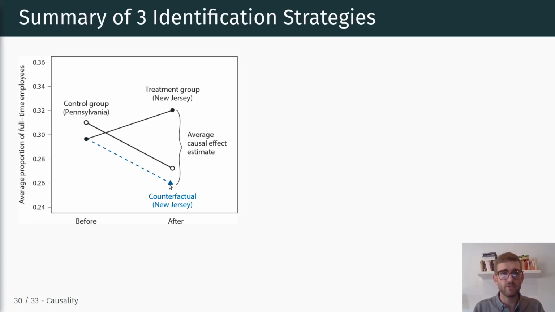So the counterfactual New Jersey would have been parallel, and if New Jersey hadn't increased the minimum wage, it would have a lower proportion of full-time employment and would be down here, right? So the average causal effect, the difference in difference estimate, is the difference between what we observe in the treatment group for New Jersey and this counterfactual New Jersey, if New Jersey had followed the same trend as the control group. And that is this difference in difference estimator, okay?